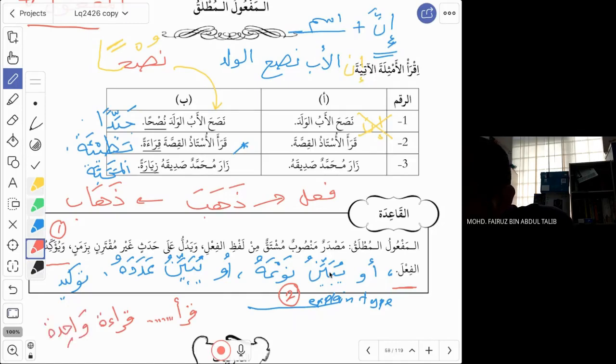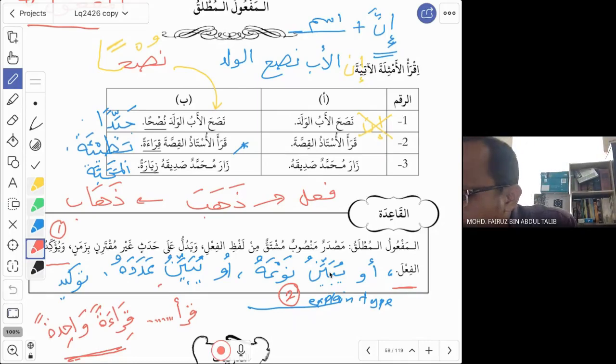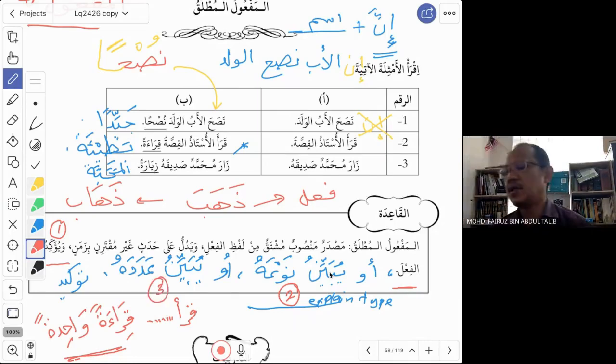So now the meaning is no longer to emphasize, but we want to mention how many times he read. So how many times? Qira'atan wahidatan. One time, one time only. So again, sometimes you have numbers or you have to explain. So this is the third function of maf'ul mutlaq.